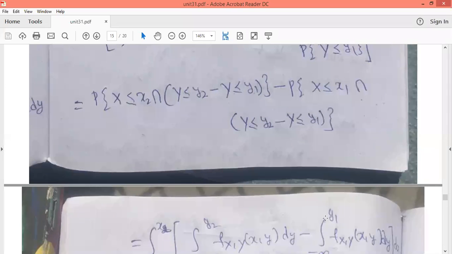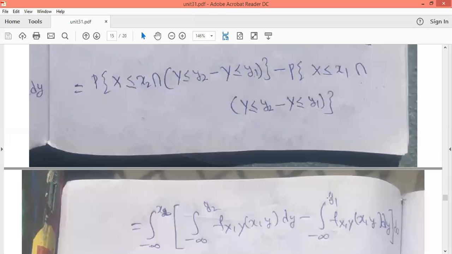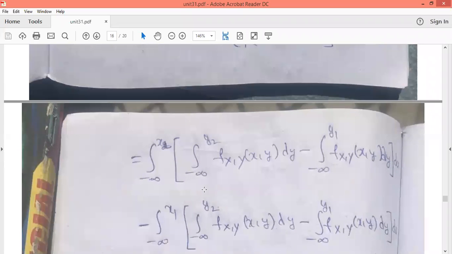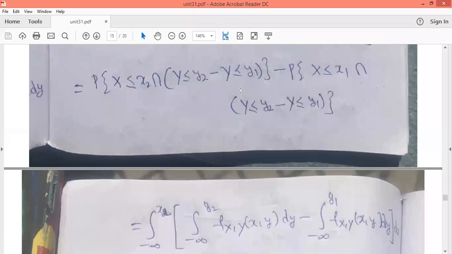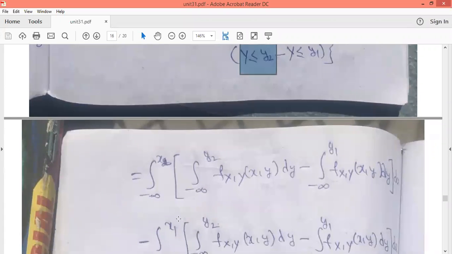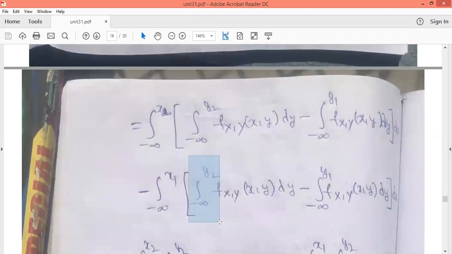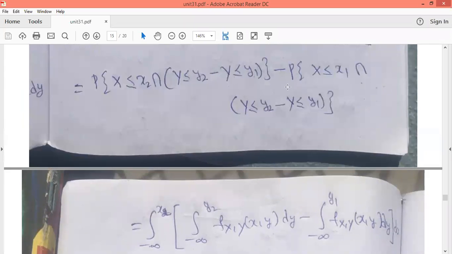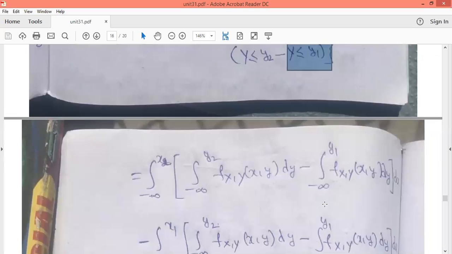The y range is minus infinity to y1, integral of fxy of x comma y dy, and dx. And similarly here, what is the x range? The x range is minus infinity to x1, and for this first term it is minus infinity to y2, of the joint density function fxy of x comma y dy, and here the y limits will again be minus infinity to y1.